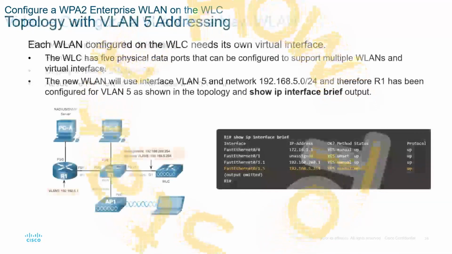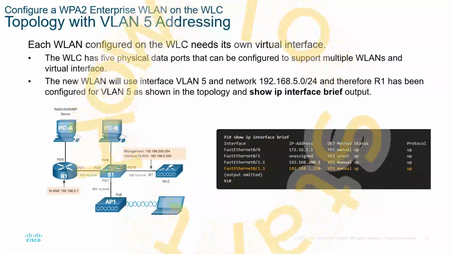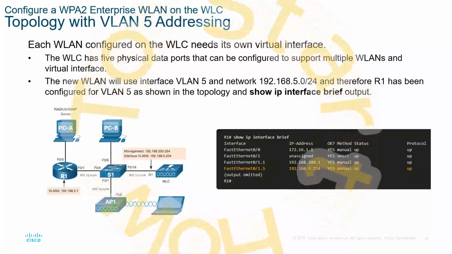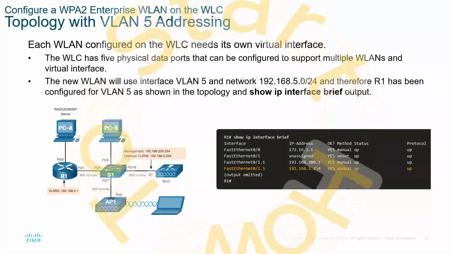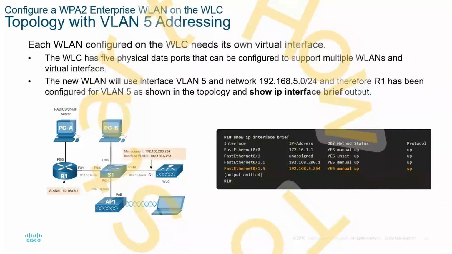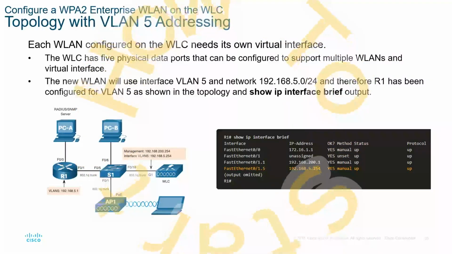So again, how we do that is we try to connect between the wireless LAN controller and the switch. That will be set to a trunk. Between the access points and the switch, that will be set to a trunk. We have to make sure that the addresses are configured and turned on.